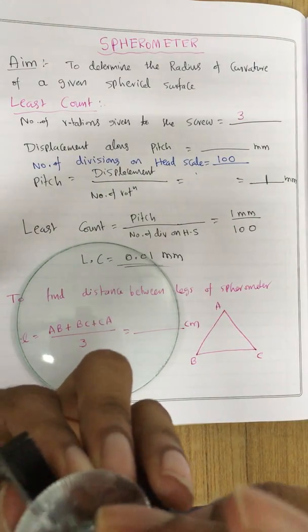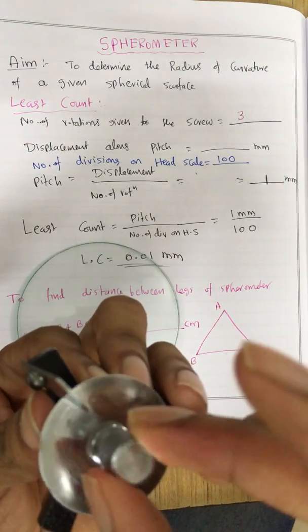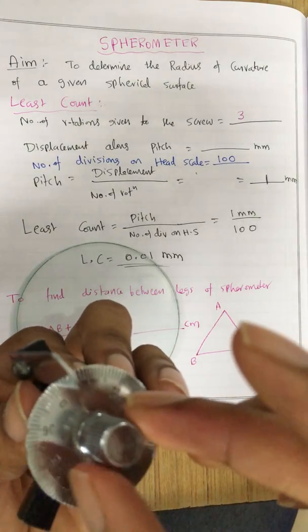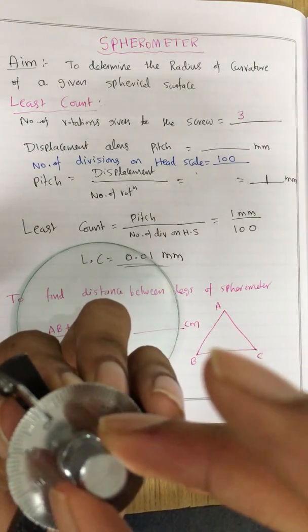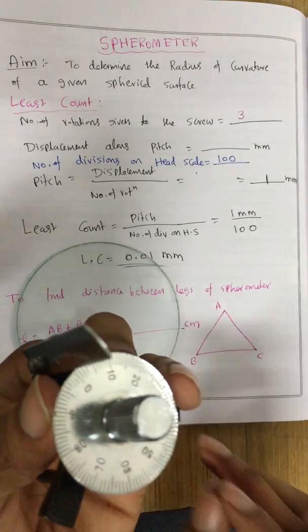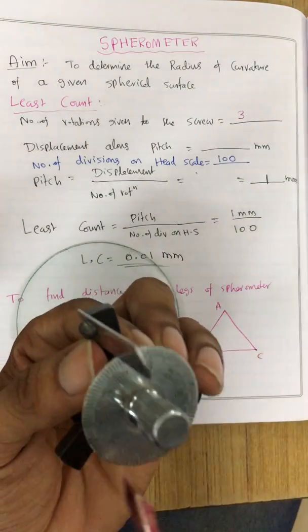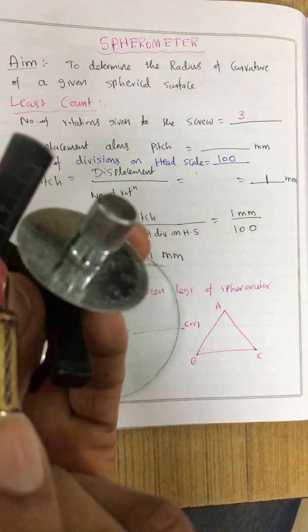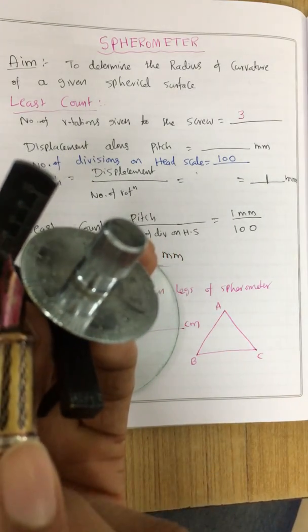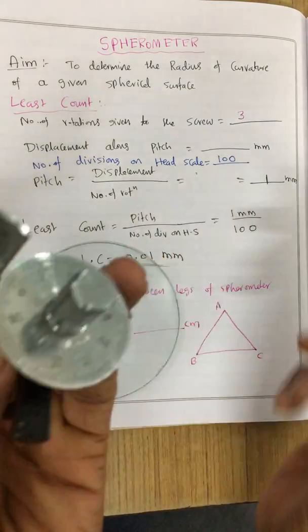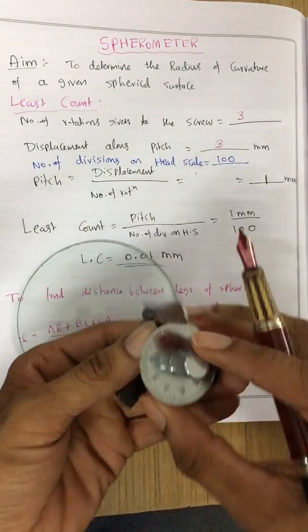One full rotation. One more rotation. And finally, one more rotation. So I've given totally 3 rotations. And I have to find out the displacement along the pitch scale. So the displacement is 0, 1, 2, 3. There is a 3 millimeter shift along the pitch scale.